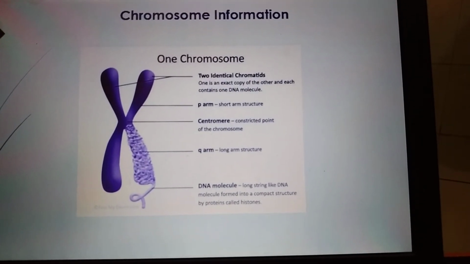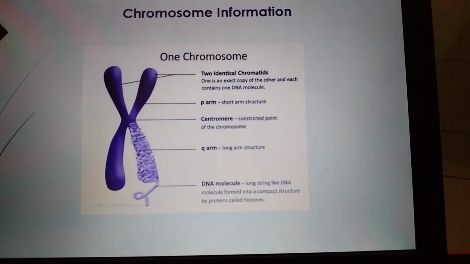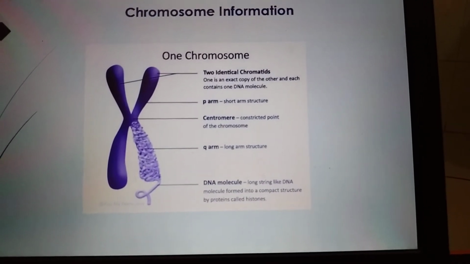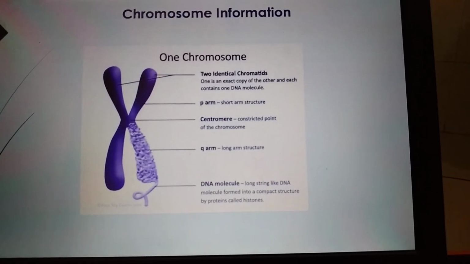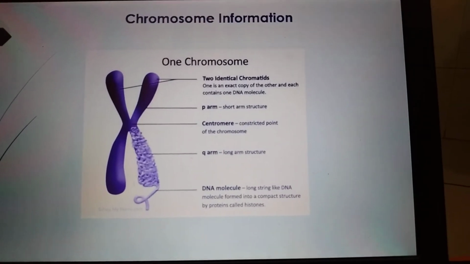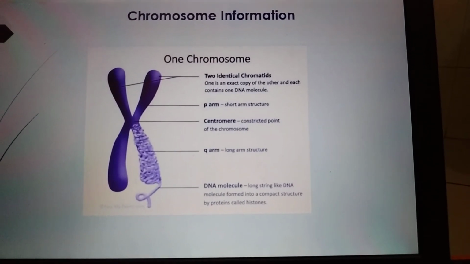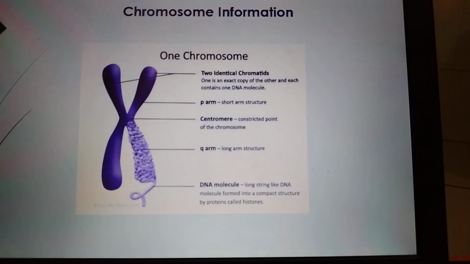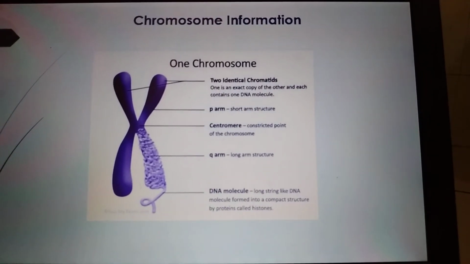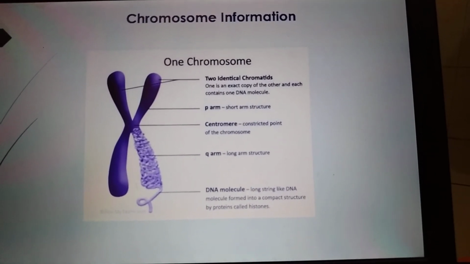We know the chromosome, these 4 we can say are the arms. The upper arm is called the P arm, the downward part of the arm is called the Q arm, that is the long arm structure, and the upper is the short arm structure. The spiral structure is called DNA, and in the middle there is the centromere.